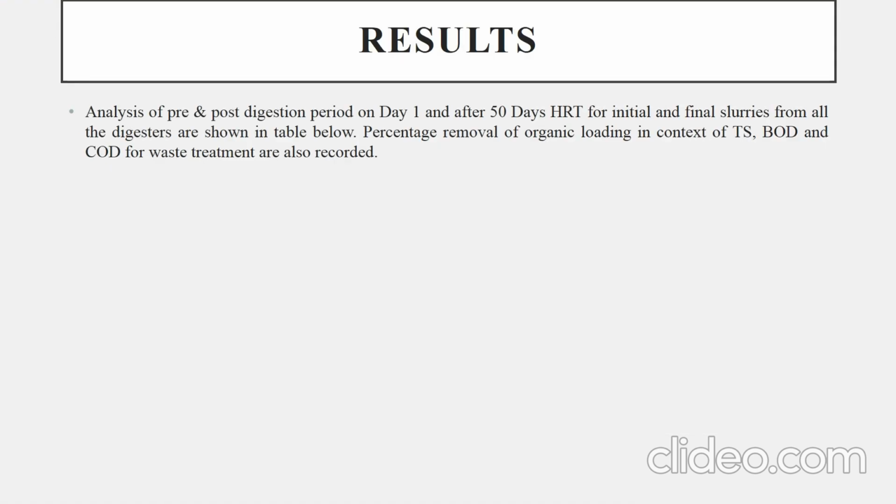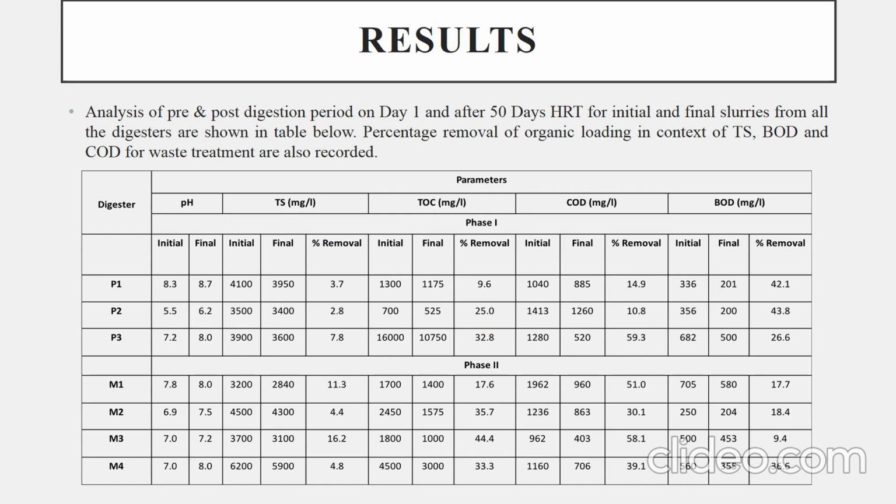Next, I will continue with the results. In this study, analysis of the pre- and post-digestion period, on day 1 and after 50 days of hydraulic retention time, for initial and final slurries from all the digesters is shown in the table below. The percentage removal of organic loading in terms of total solid, total organic carbon, biochemical oxygen demand, and chemical oxygen demand for waste treatment are also recorded.